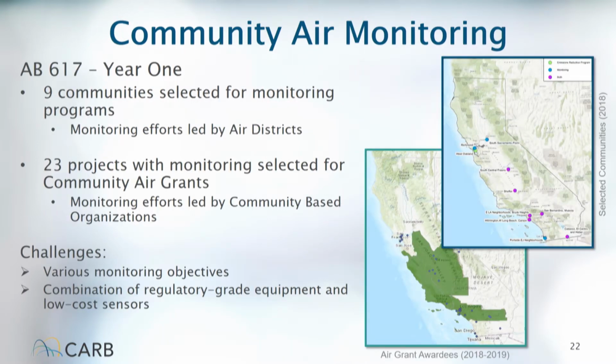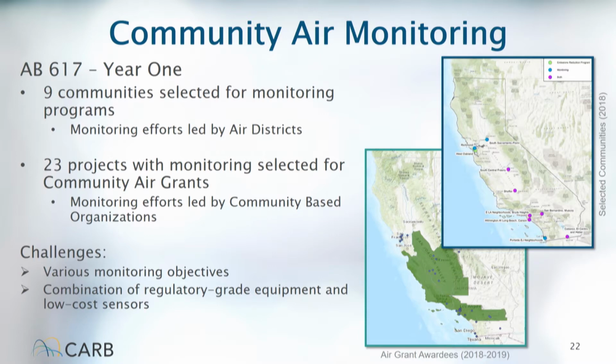So the program implemented by AB 617 is one that's definitely going to grow a lot over time. But for the first year of the program, we have 9 communities that were selected for the community monitoring programs, and the monitoring efforts will really be led by the air districts. But through AB 617, we also had 28 air grants that were awarded, and 23 of those actually have air monitoring components to them, which will be led by community-based organizations.